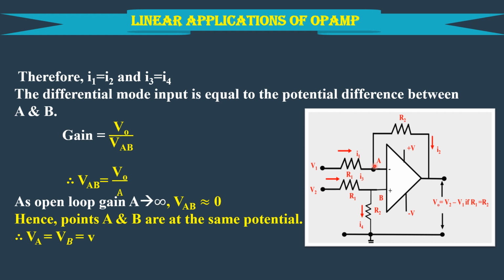Therefore, we can say that these two points A and B are always at the same potential, and that's why we can write VA is equal to VB, that is potential at point A is equal to potential at point B, and for our convenience we'll assume it as equal to small v.